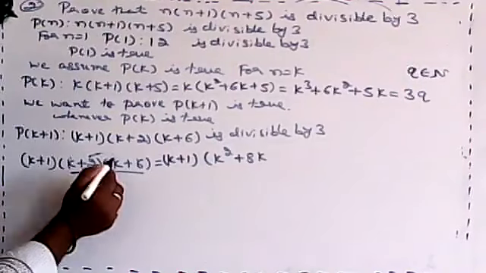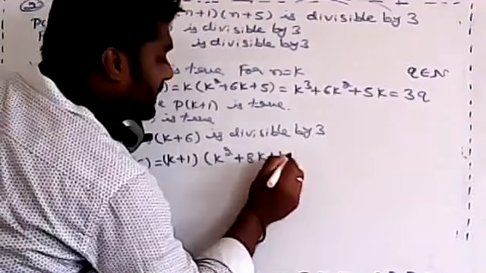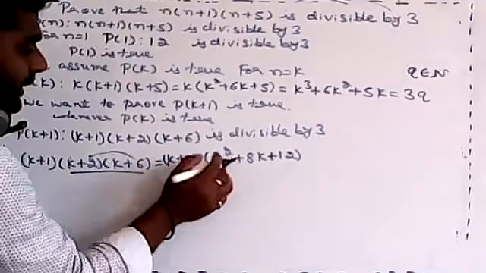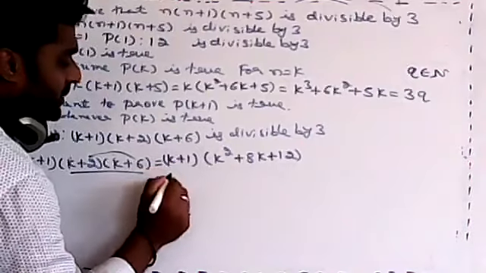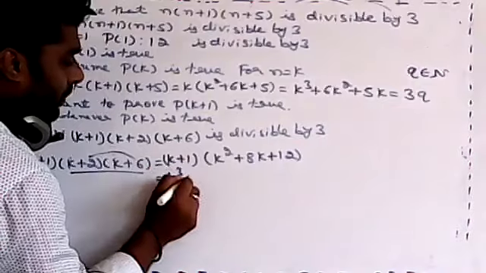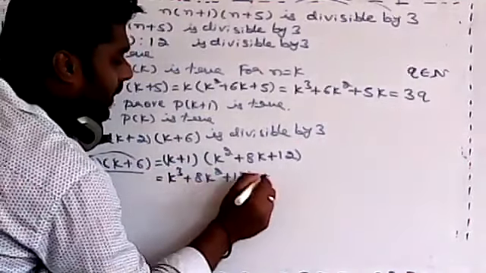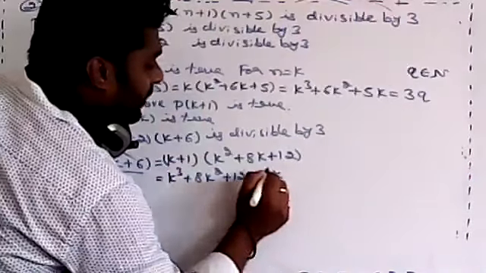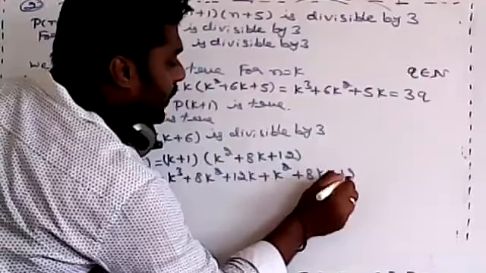Then next, 6 into 2 is what? 12 plus 12. Correct or not? Okay. Now I multiplied to each term. So k into this one first. K into k square is what? K cube plus 8k square plus 12k. Then you multiply with the second term, 1, 2, these all. So what do you get if I multiply with 1? K square plus 8k plus 12.